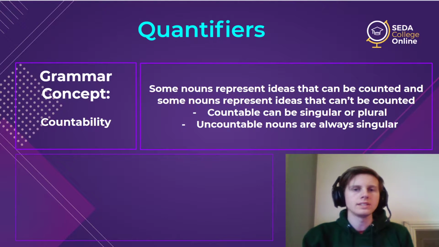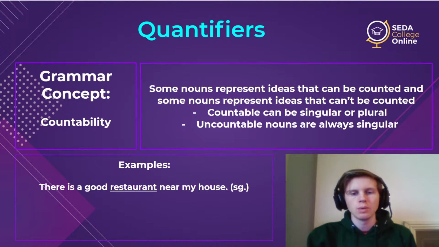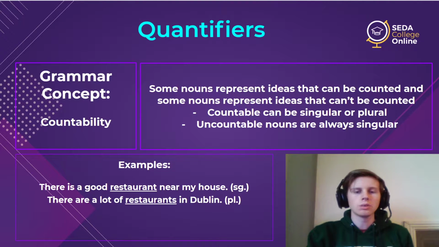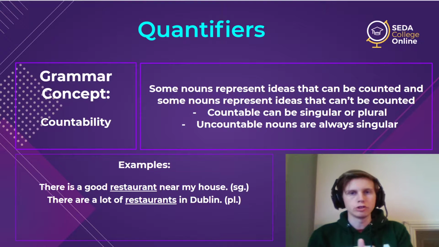They're always singular. So as an example, something like restaurant. Well, that's singular. There is a good restaurant near my house. Or it can be plural. There are a lot of restaurants in Dublin. And so I know that this is a countable noun. I can have one, I can have two, I can have three restaurants.